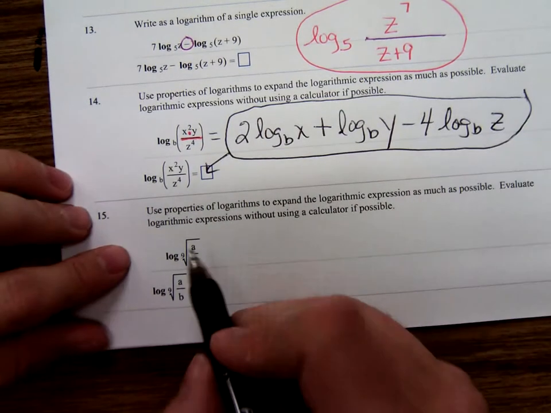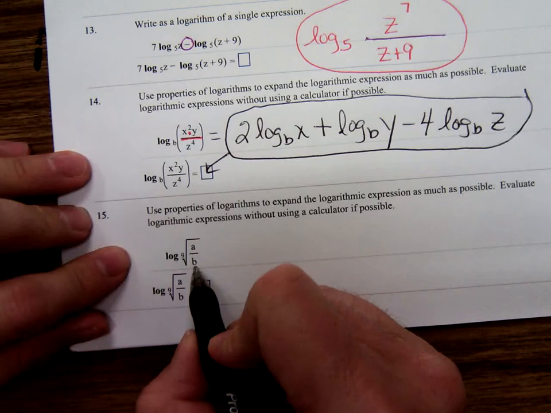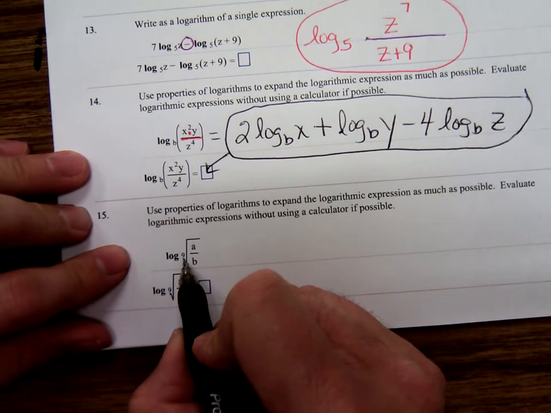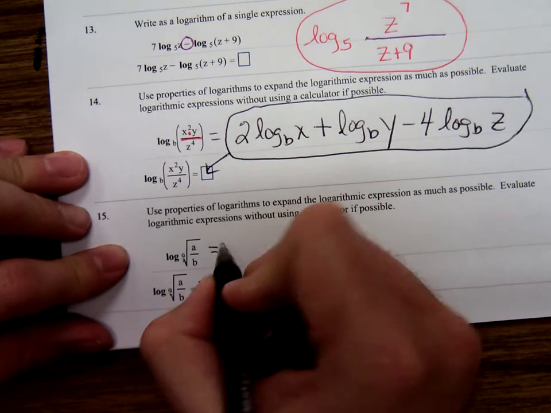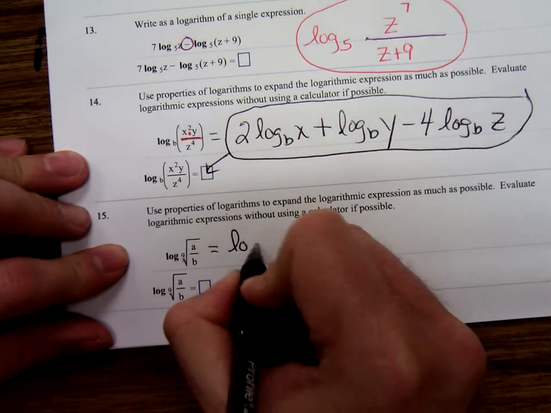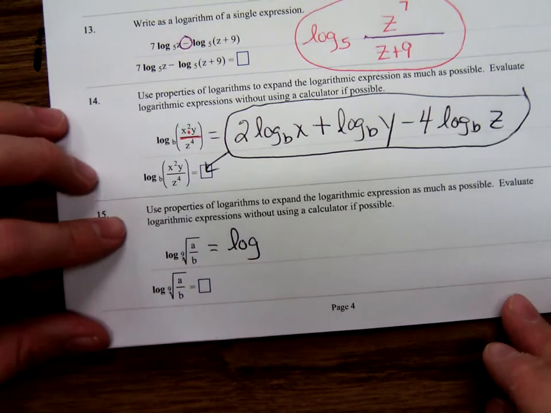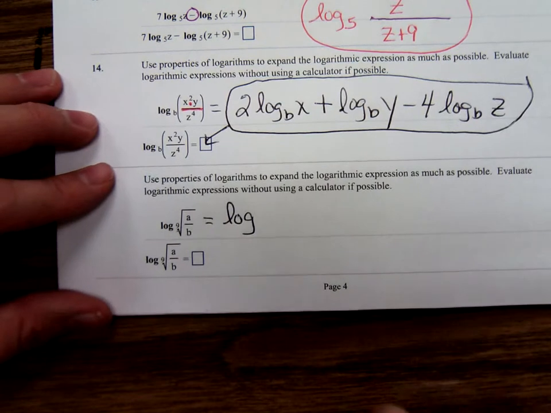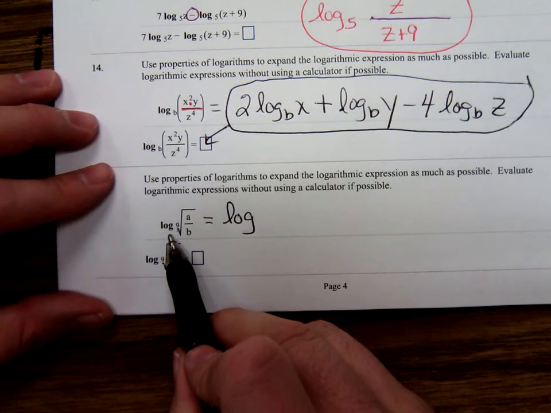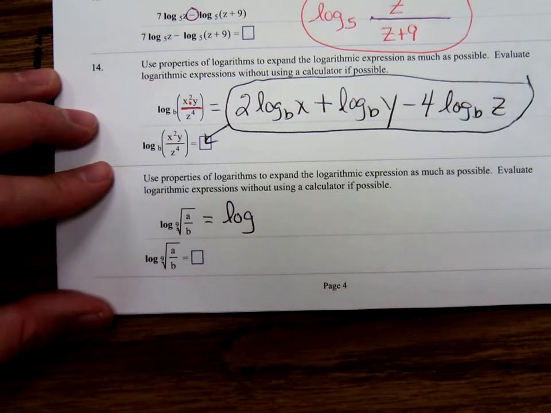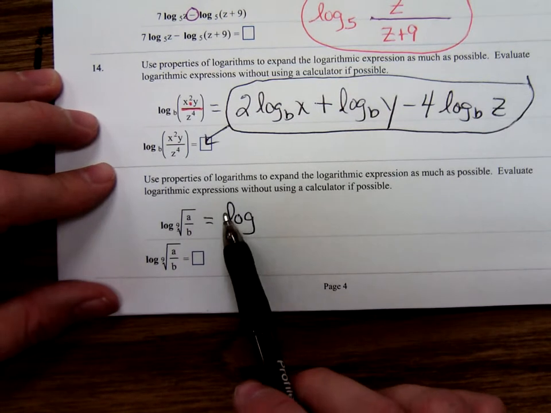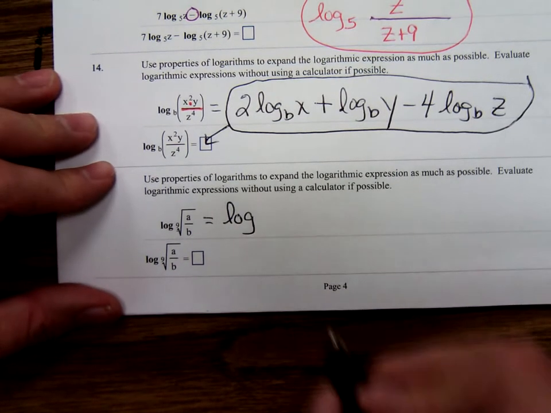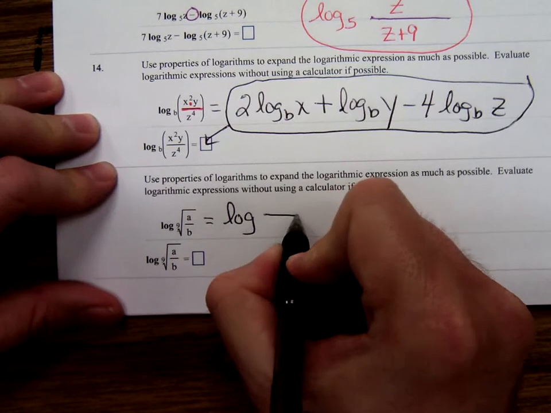Number 15. Notice the a and b are both under a 9th root symbol. So I'm going to write it like this. Oh, and look, it's one of these logarithms where the base isn't specified. It just says log. Do you remember? A while back I said if it says log without a base, what do we assume that base is? A 10. So this is log base 10.